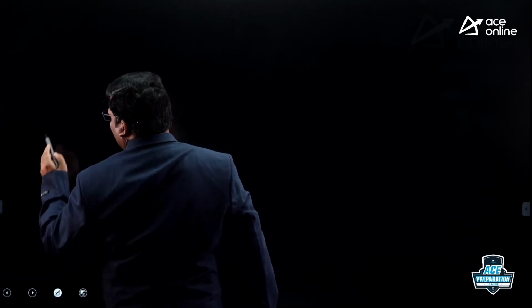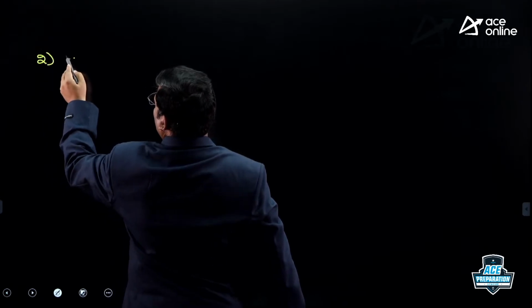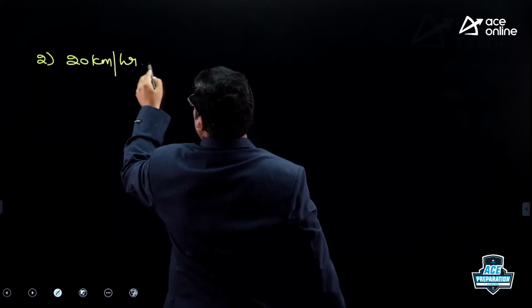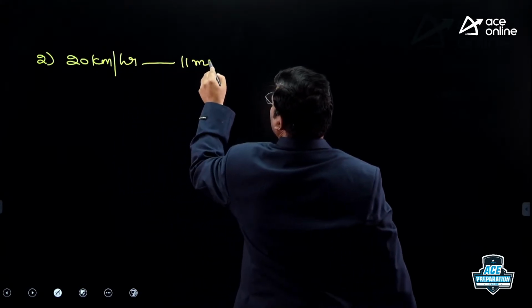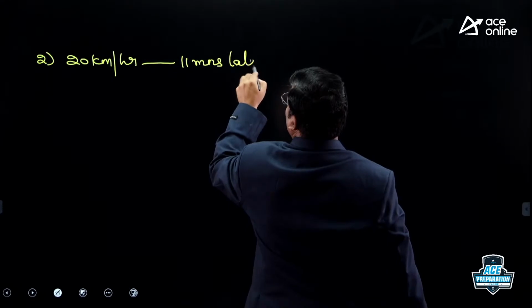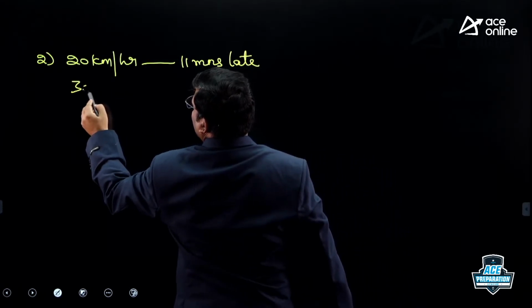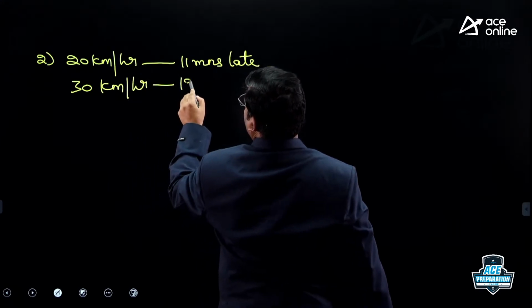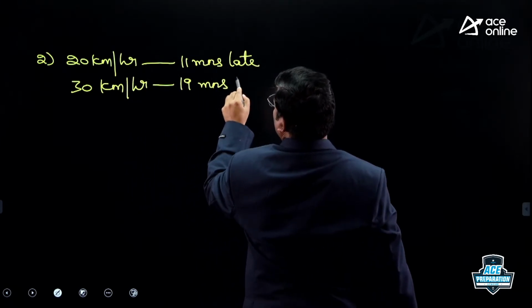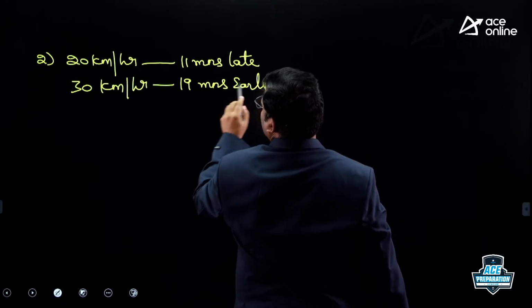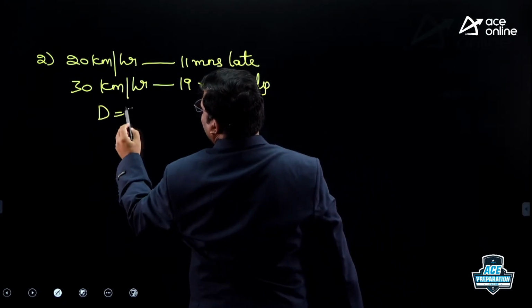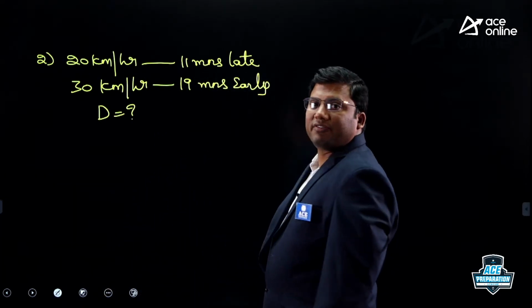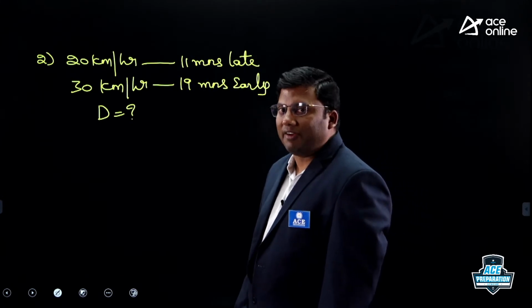Second one, one by one variations we will do. 20 kilometers per hour, 11 minutes late. 30 kilometers per hour, 19 minutes early. Find the distance from home to office. Please tell the answer very fast.